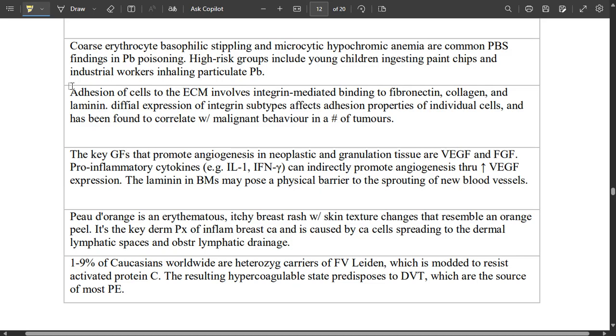So integrin is a binding molecule, and differential expression of integrin subtypes affects the adhesion properties of individual cells and has been found to correlate with malignant behaviors of a number of tumors. There are various subtypes of integrin that give specificity to a cell for attaching to the extracellular matrix, because some subtypes of integrin can bind to collagen, some can bind to fibronectin, and some to laminin. Therefore the malignant behavior of a number of tumors is largely dependent on the subtype of integrins present on their cell surface.